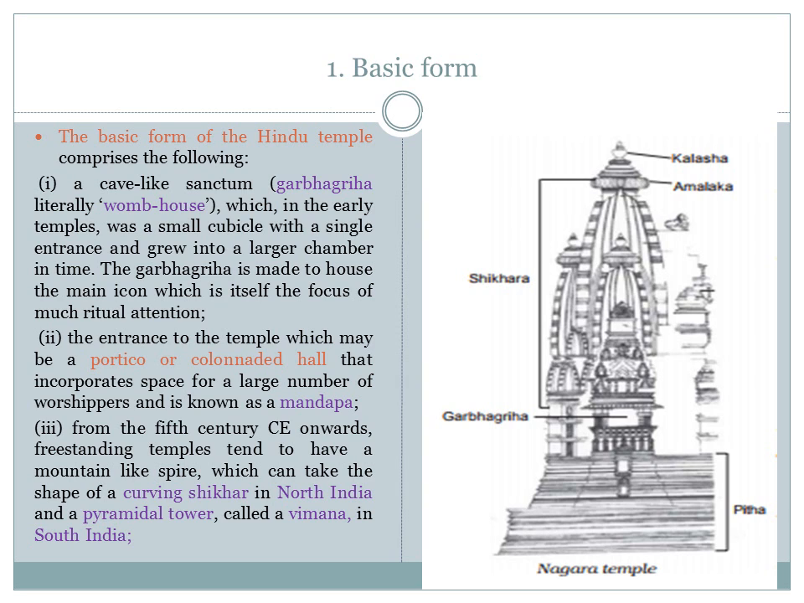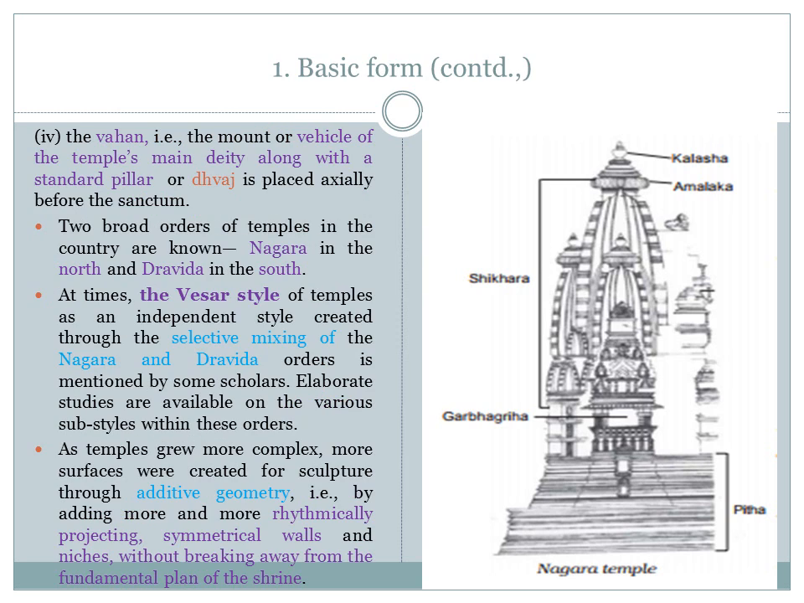So the picture depicts the Nagara temple, where you can see the Garbhagriha. Then you have the shikara. Then you have the Kalasha on the top, and at the bottom we have the Pitha. Then we have a design called Amalaka. So the Vahan. The Vahan is the vehicle of the temple's main deity, along with a standard pillar.